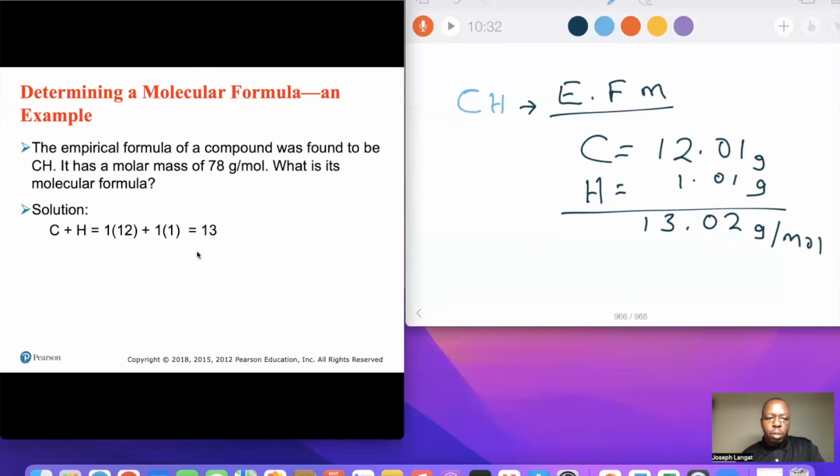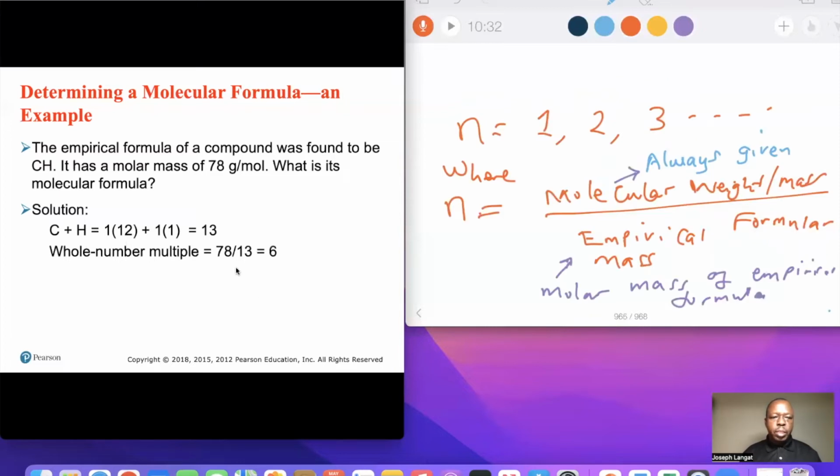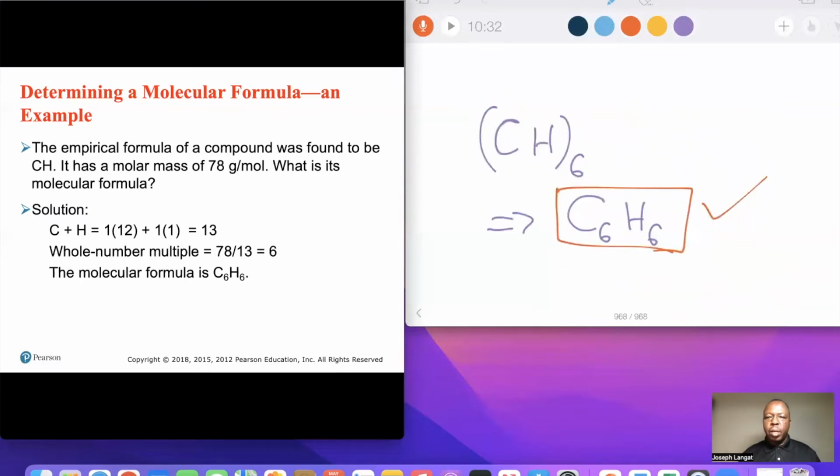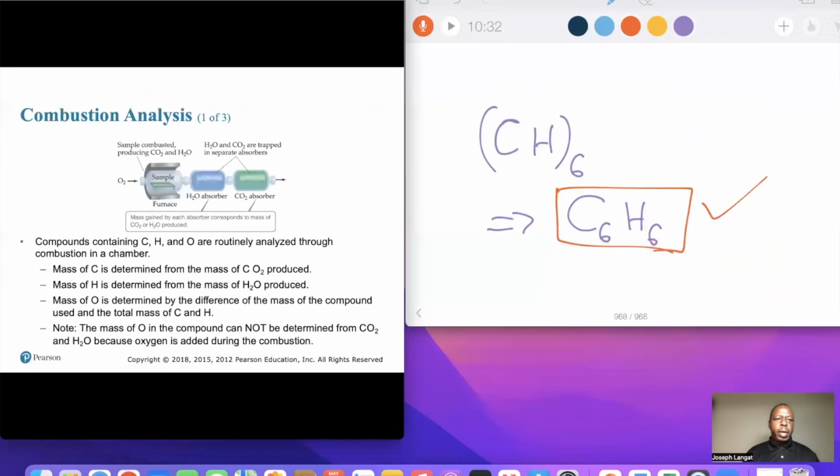This is what I did on my whiteboard to get the empirical formula mass. This calculation is to find the whole number N, the molar mass at the top divided by the empirical formula mass. And once you have that, you cannot just leave it in this state, but you need to open it. That's why this number is multiplied by the empirical formula. This, you have the molecular formula.